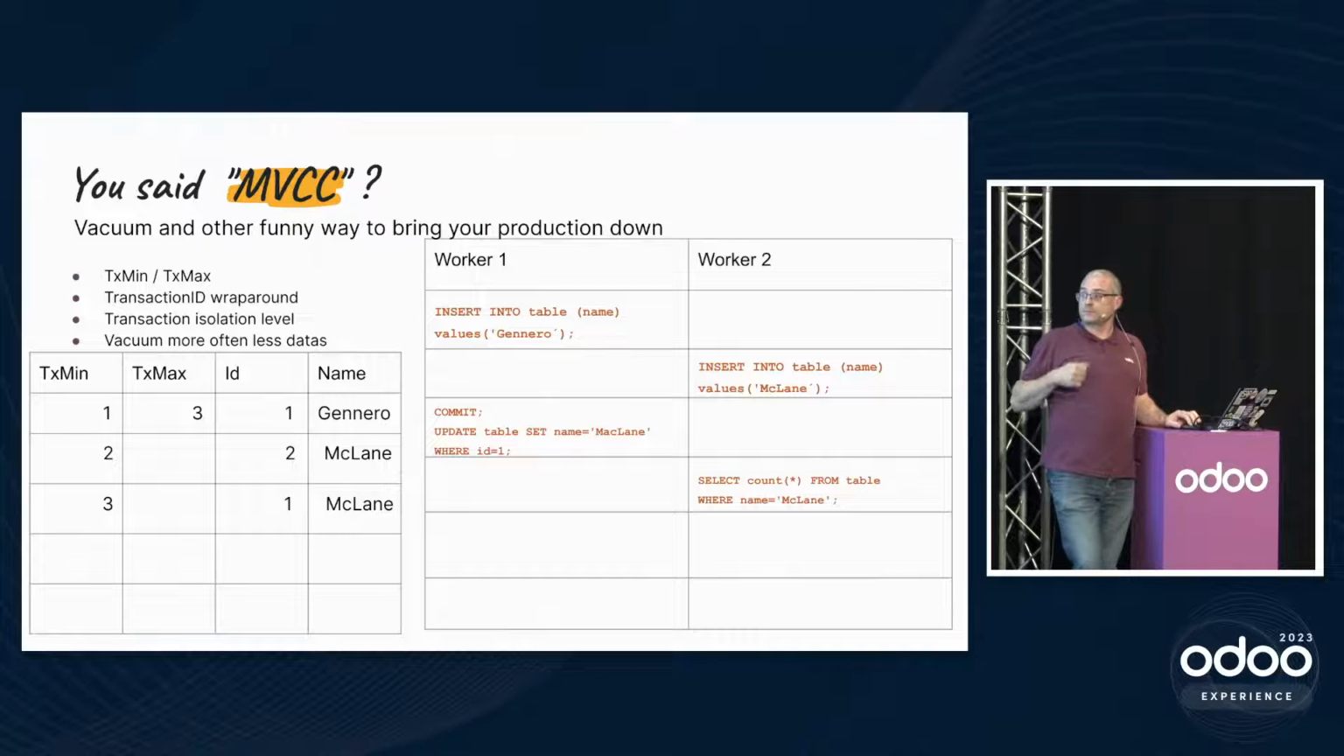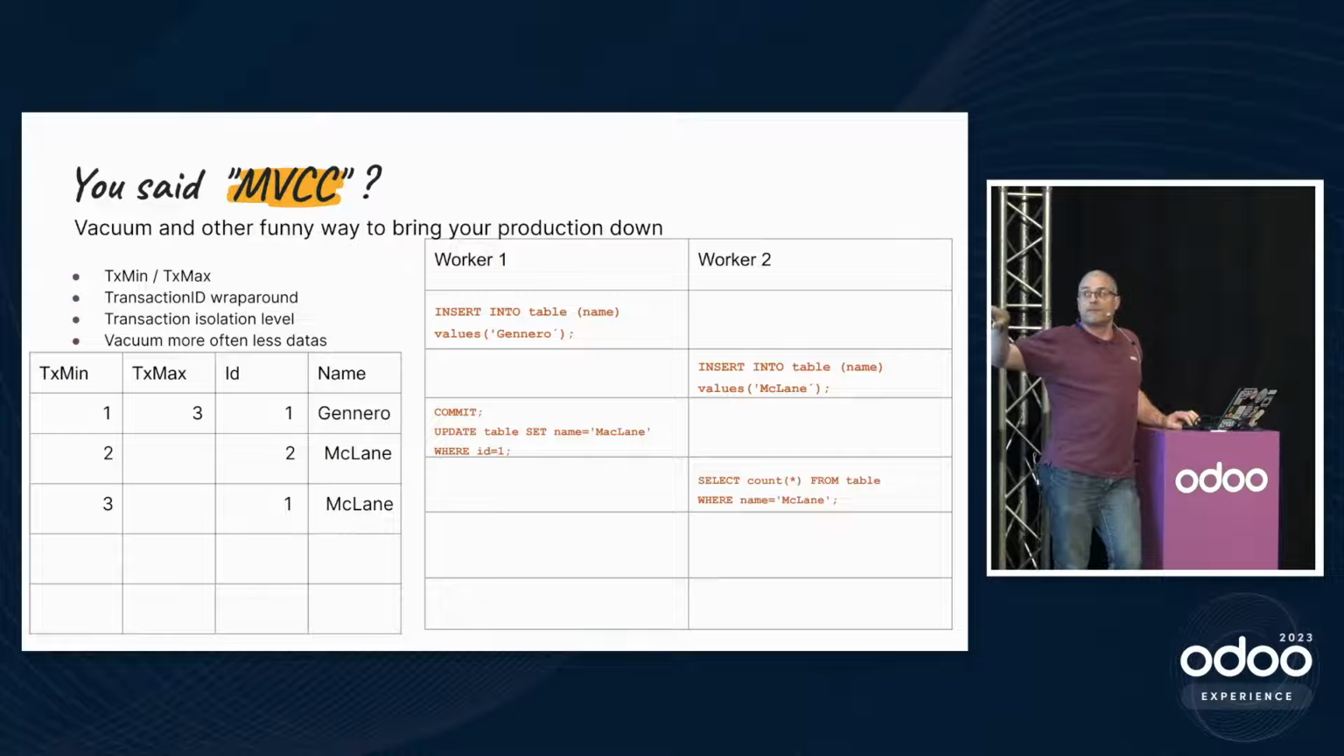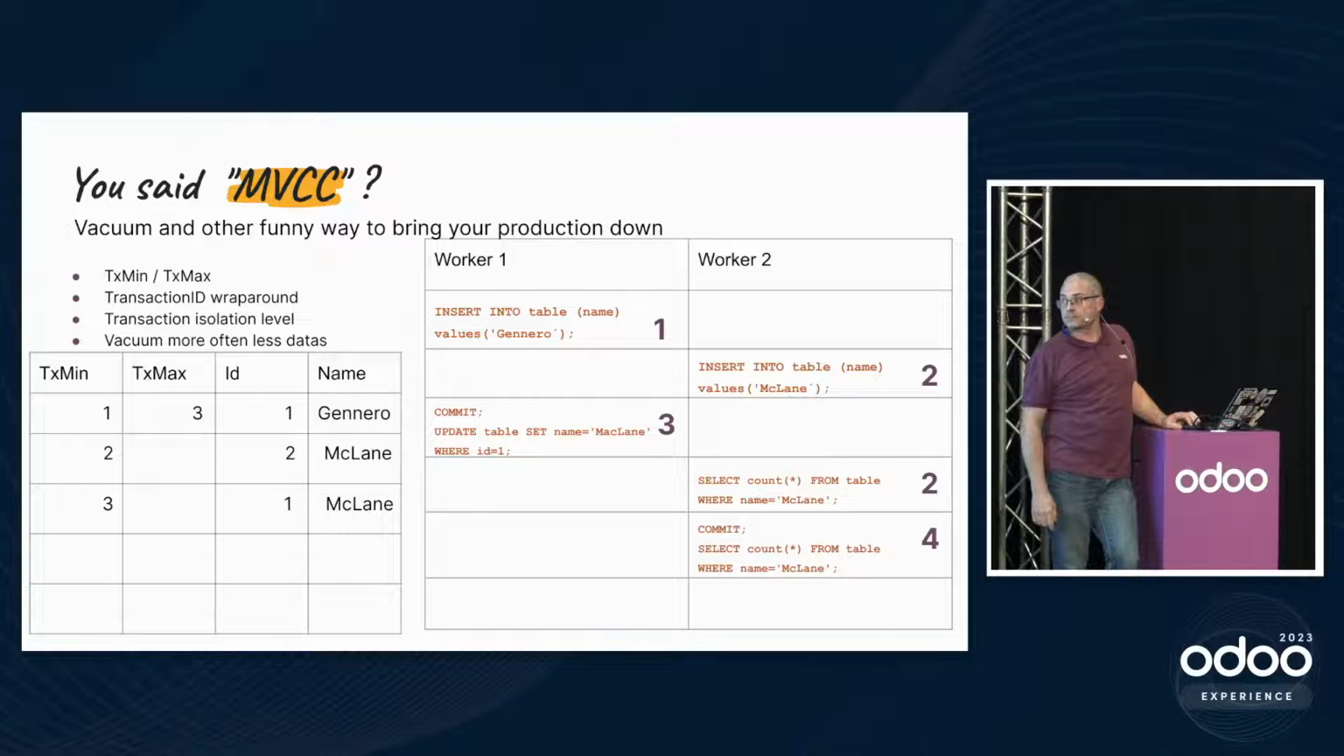Okay? When worker 2 does a select count(*) from the table, it will return only 1, because the second record doesn't have the correct minimum ID of transaction. If you commit and then select, this will return 2. This is due to the ID of the transaction.